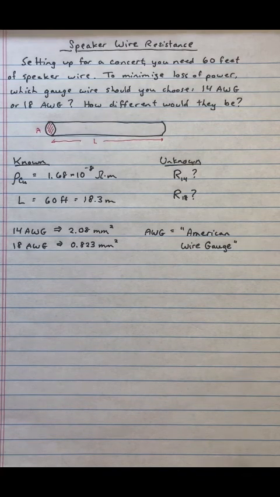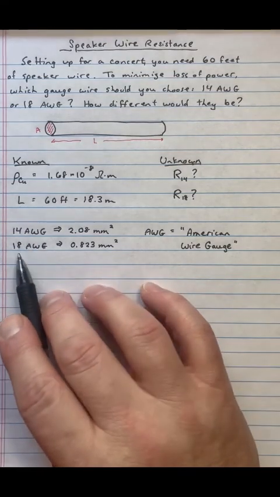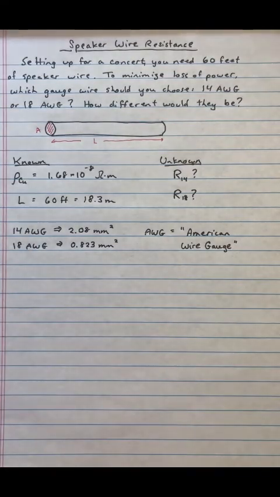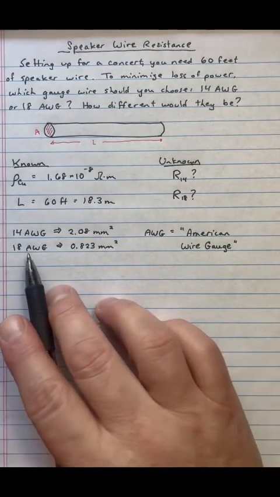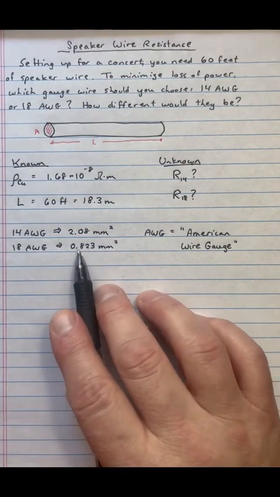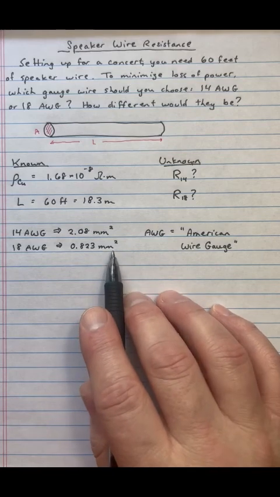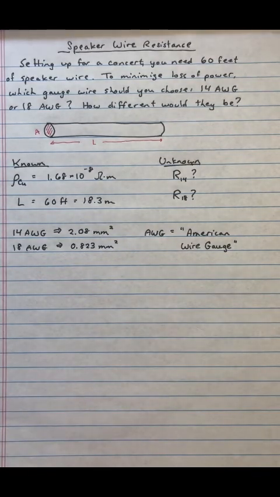Notice something different or interesting about the 18 gauge wire. 18 gauge, you might think automatically that must be thicker wire. It works backwards. 18 gauge wire is actually thinner wire, 0.823 square millimeters. Or again, that is a cross-sectional area. And we're going to have to change units from square millimeters to square meters, but of course we'll show that as we go along.